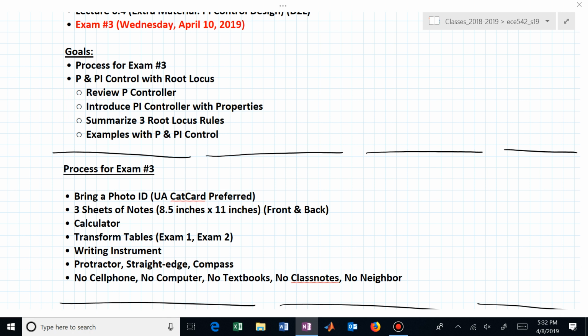And essentially we will see that we end up with 2 adjustable parameters, the gain and the 0 location, when we have a PI controller. Then we will summarize the 3 root locus rules. All of this will be on exam number 3, and we'll try to illustrate that with an example showing how we could progress from a proportional design to a PI controller design and why we might want to do that.